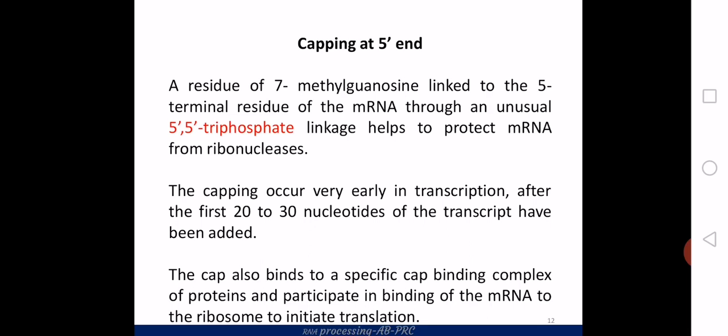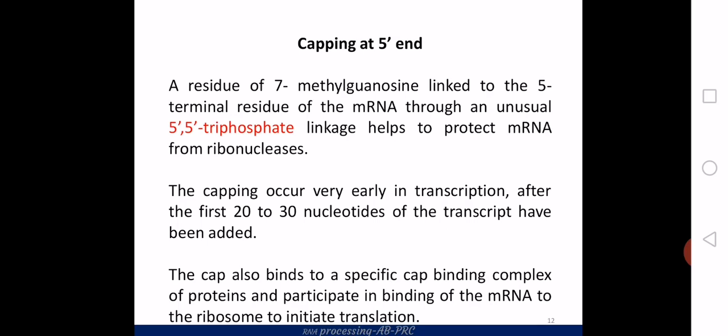Right, so the second mechanism is called capping at the 5' end. This is nothing but addition of a 7-methyl guanosine residue to the 5' end of the mRNA molecule, and this occurs just after the initiation of transcription. That means when around 20 to 30 nucleotides have been synthesized from the transcription machinery, the 5' end will be freely available, and at that time itself the capping will be done.